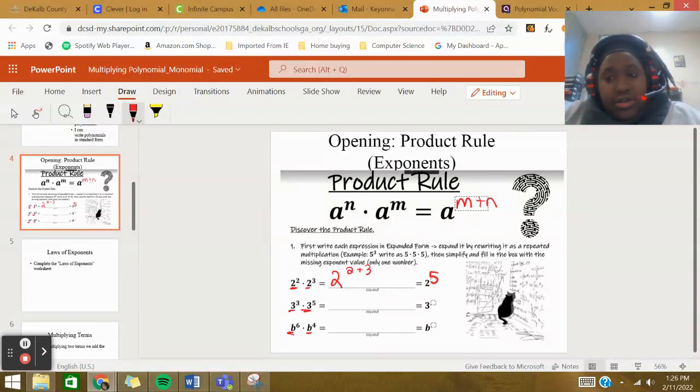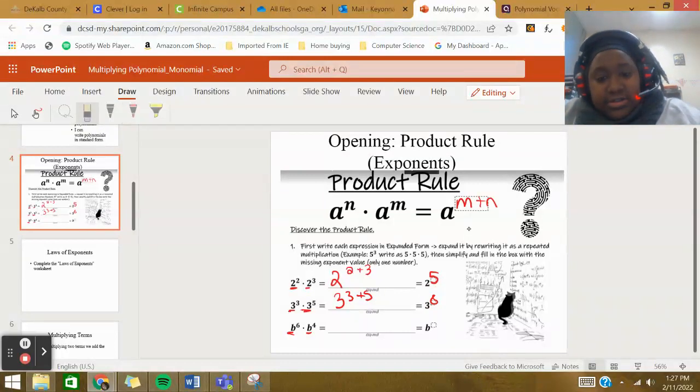Let's look at the next one. We have 3 to the third times 3 to the fifth. So 3 is my base, and then I have the third power and the fifth power. So 3 plus 5, and again here I'll just add. So we're going to do 3 plus 5, which is going to give me 8. And my 8 is a little sloppy, I do apologize for that. Let's see if I can write this a little bit neater. Okay, that's 8.